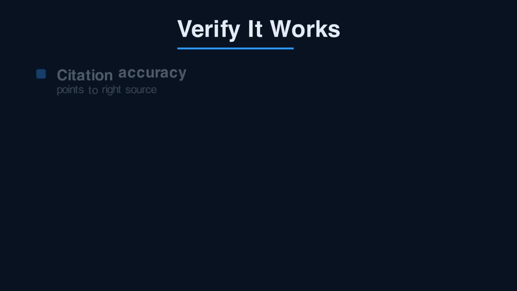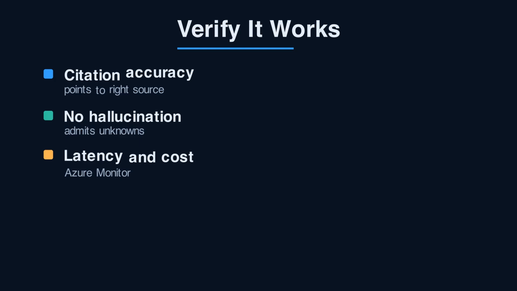How do you know it's actually working and not just returning plausible nonsense? 3 checks. First, ask a question whose answer is in one specific document, and confirm the citation points to that exact source. Second, ask something not in your data at all. The bot should say it doesn't know, not hallucinate.